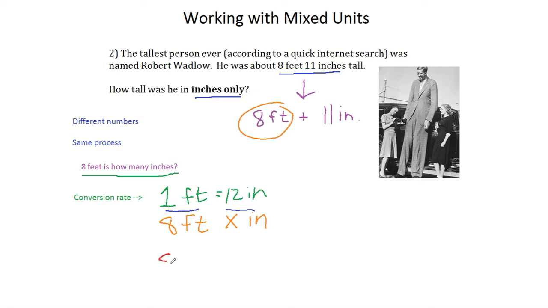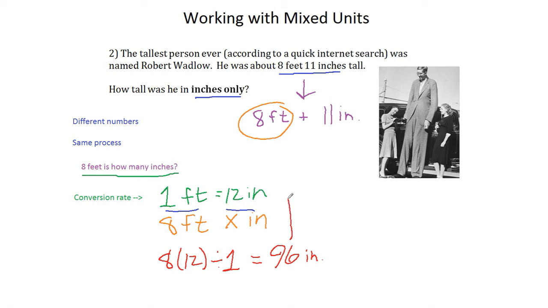So we're going to do 8 times 12 and divide by 1. And again, for those that like to use the shortcut, 8 times 12 would be your shortcut, but this is how I remind myself of that. 8 times 12 divided by 1, and I get 96 inches. Okay, so now again, that's just the 8 feet. 8 feet is 96 inches.